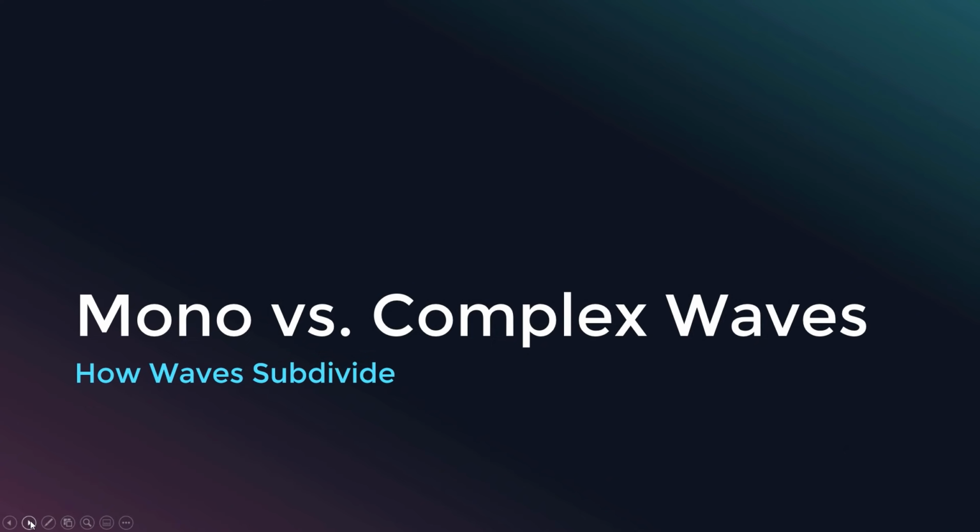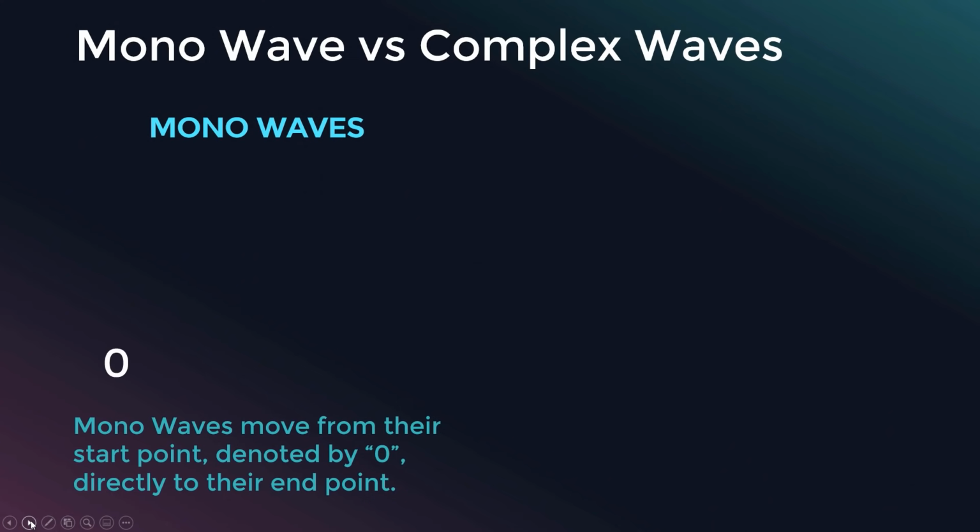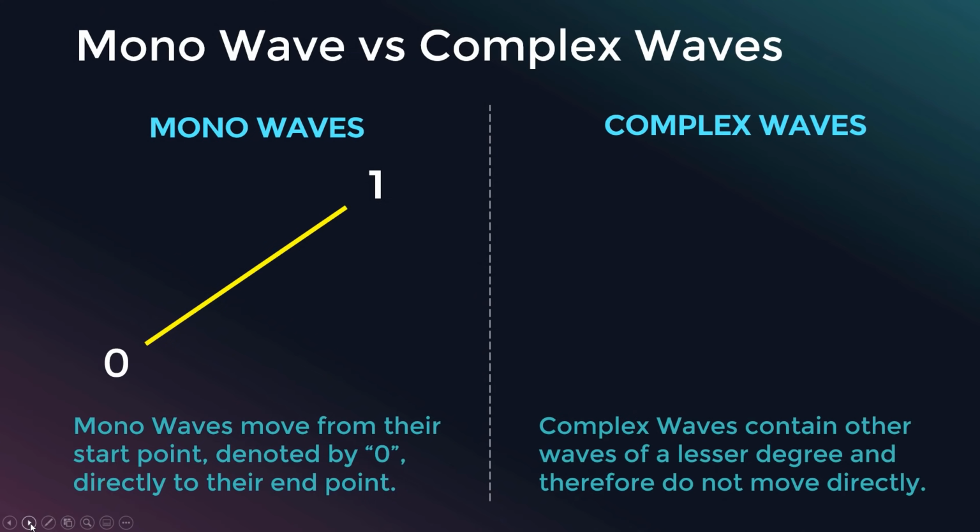Mono versus complex waves, how the waves subdivide. Mono waves move from their starting point, which is denoted by 0, mentioned that earlier, directly to the end point. And I really like to see it when it moves in kind of a 45-degree angle, as illustrated here on your screen. A complex wave contains waves of a lesser degree and therefore doesn't necessarily move directly. In this case, you can see there's a zigzag pattern, corrective zigzag, where you had a move, a counter move or corrective move, and then another move in the direction from 0 to 1. So the zigzag within that move from 0 to 1 makes it a complex wave.